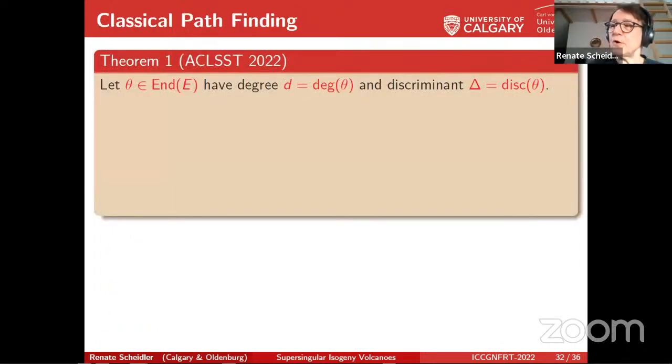I want to conclude with our 2 big complexity theoretic algorithmic results. The first is about a classical algorithm, and the second one's about a quantum algorithm.